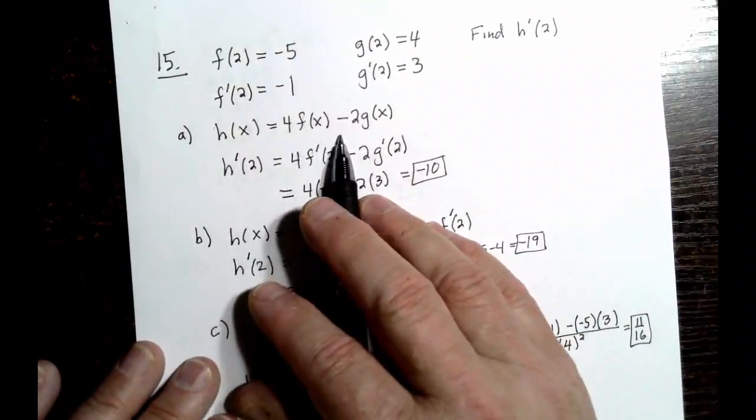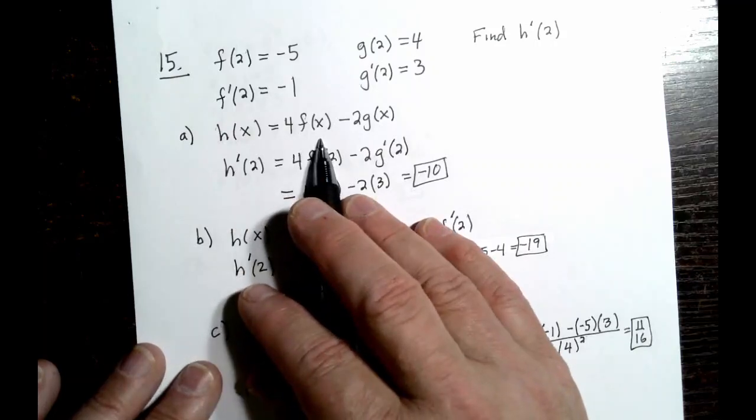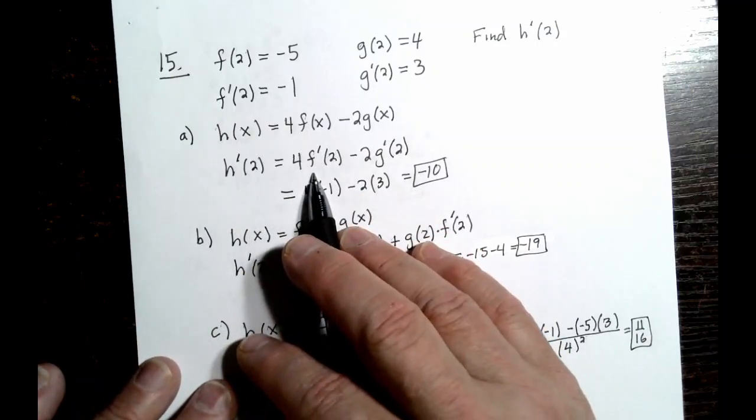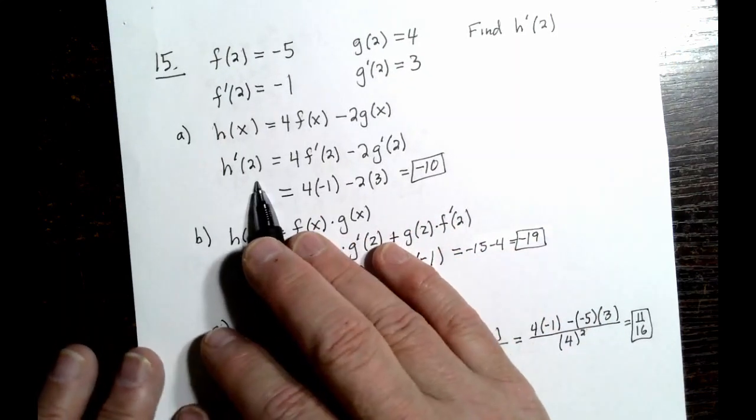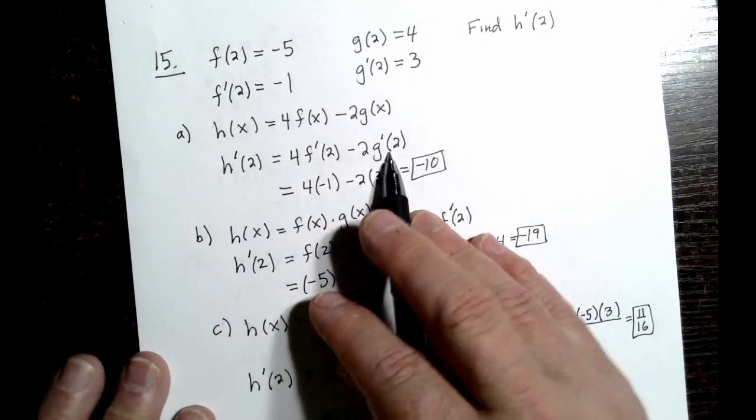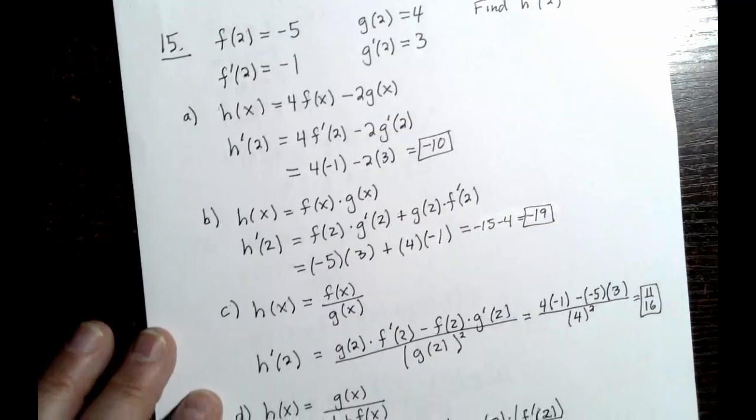Here they ask you to take the derivative of this, and derivative of 4f of x is just 4f prime, and 2g is 2g prime, and they want you to analyze it at 2. And so you get these guys here, and from above you can fill in the blanks.